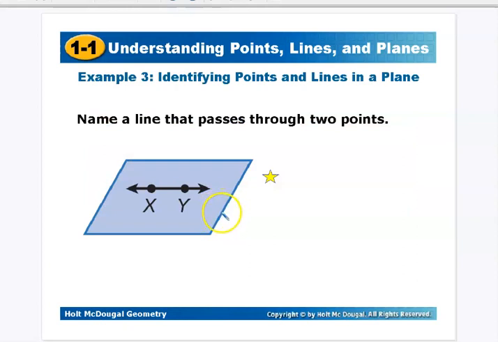So let's identify some of our geometric building blocks here. Name a line that passes through 2 points. Remember, when I label this, I have to use the 2 points that exist on that line, and I'll include a line with arrows above it. So I would label it as XY with those arrows above.